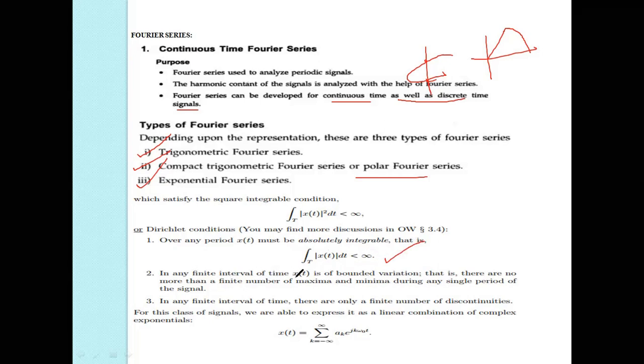In any finite interval of time, x of t is of bounded variation, that is, there is no more than a finite number of maxima and minima during a single period of the signal. In any finite interval of time, there are only a finite number of discontinuities. For this class of signals, we are able to express x of t as a linear combination of complex exponentials: x of t is equal to the sum over k equal to minus infinity to infinity of a suffix k e power j k omega naught t.